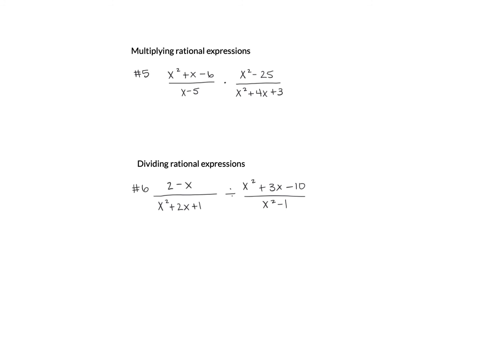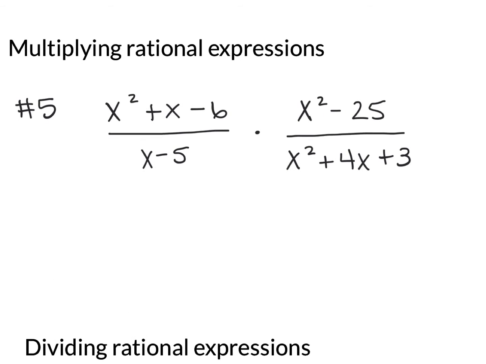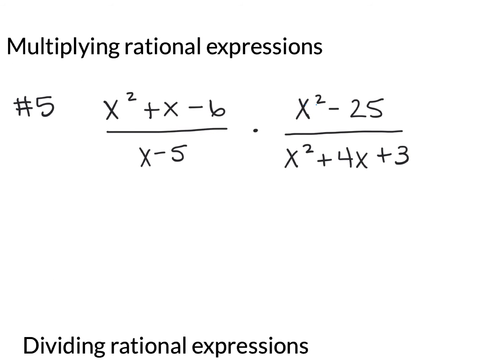So now we'll discuss multiplying and dividing these rational expressions. You'll see here that we have x squared plus x minus 6 over x minus 5 times x squared minus 25 over x squared plus 4x plus 3. The easiest and fastest way to solve this is to break this down into its factors first to see if anything will cancel. Because when we're multiplying these, we can simply push everything together, and we'll see how we do that. So let's start by factoring.